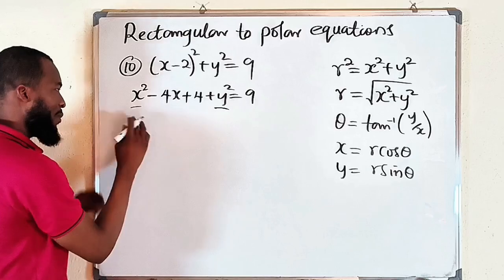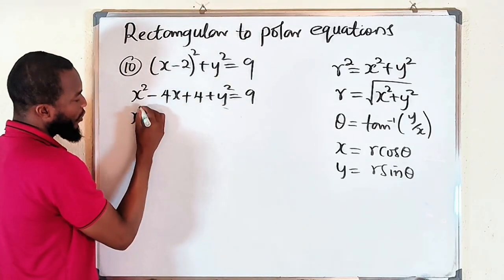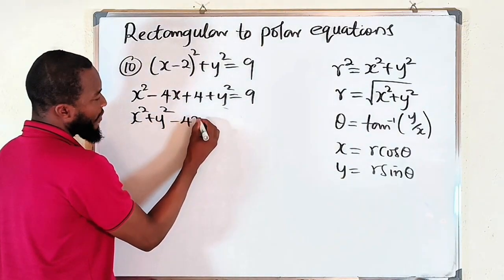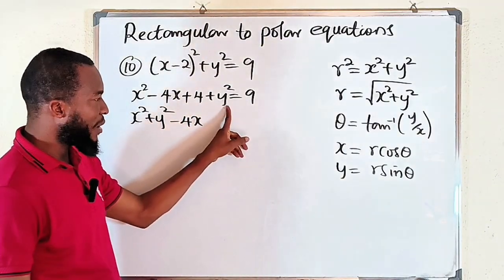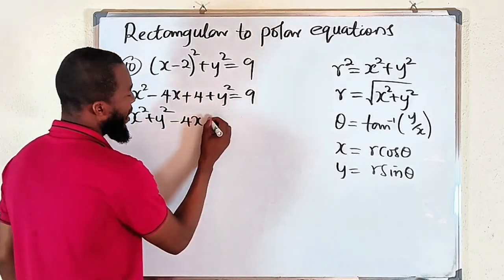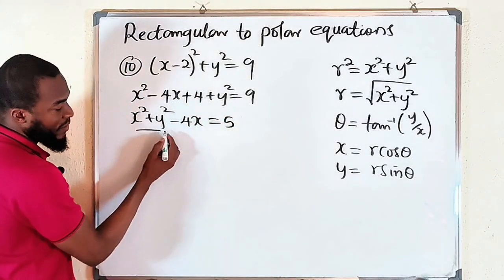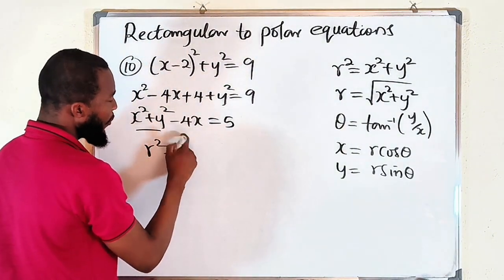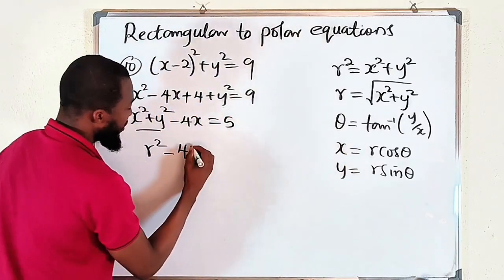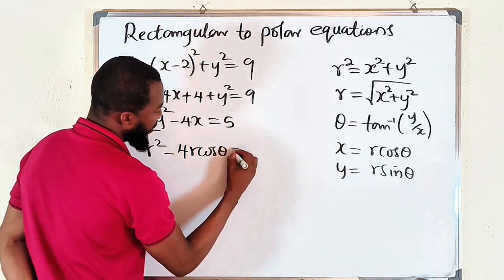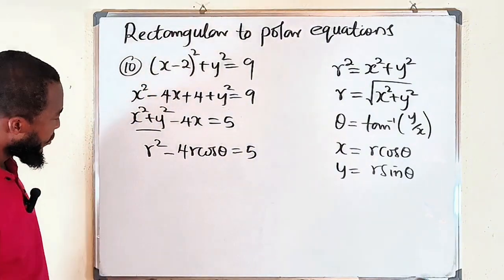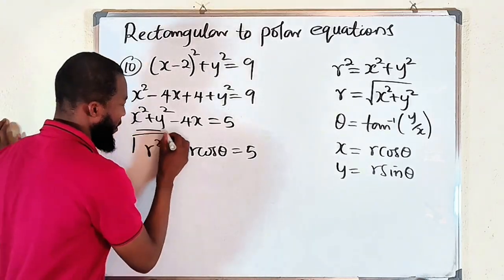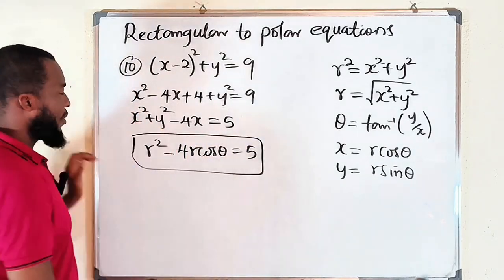This and this together, let me bring them together. We have x squared plus y squared minus 4x. Take this 4 to the other side. It becomes negative. 9 minus 4 is 5. So we know that this is r squared, right? According to that relationship. Minus 4 times x. X is r cos theta. And this is equal to 5. Is there anything we can do to this equation? I don't think so. You can leave it like this. This is our polar equation.